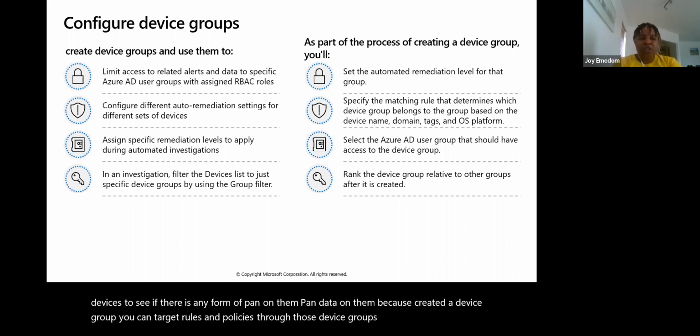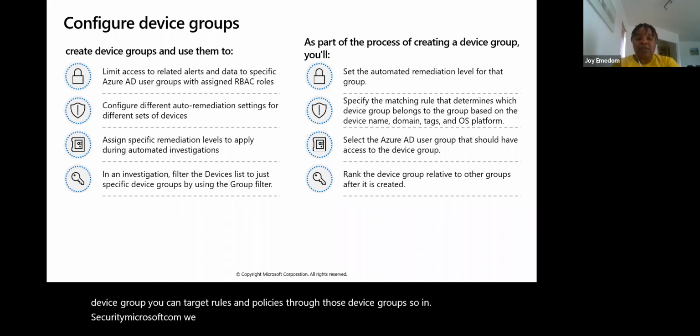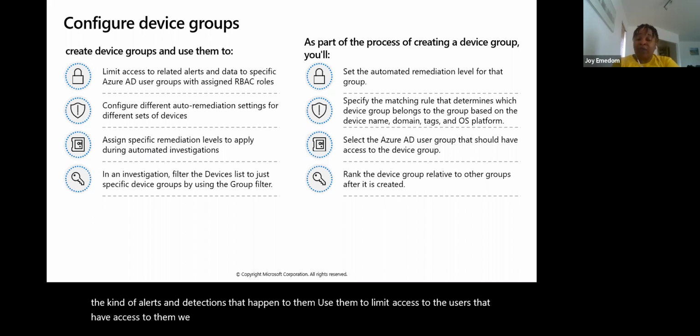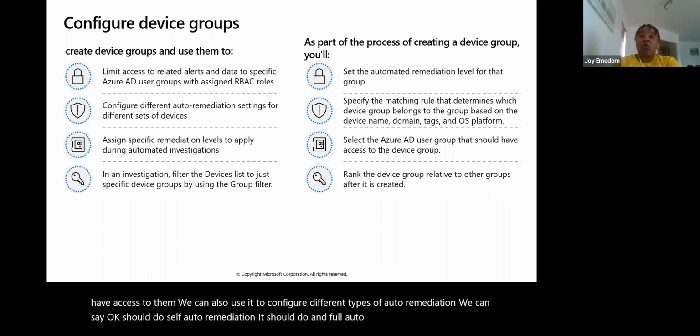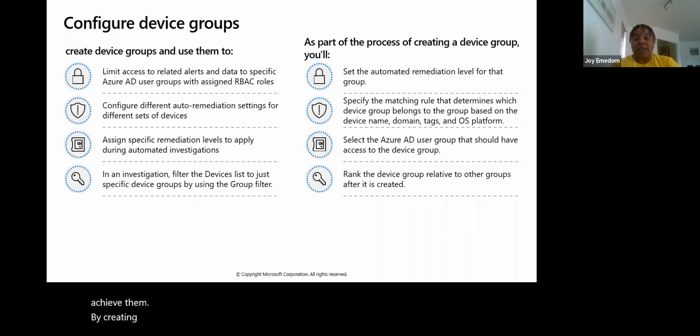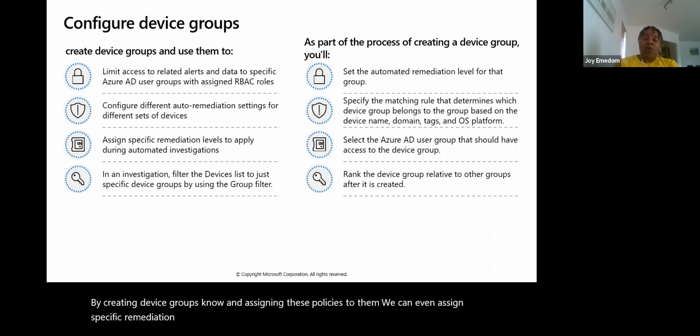So in security.microsoft.com, we have the ability to create device groups, use them to limit access to the kind of alerts and detections that happen to them, and use them to limit access to the users that have access to them. We can also use it to configure different types of auto remediation. We can say, okay, you should do self auto remediation, you should do full auto remediation, depending on what we want to achieve for those types of business units or user groups. We can achieve them by creating device groups and assigning these policies to them. We can even assign specific remediation levels that require different types of automated investigations.